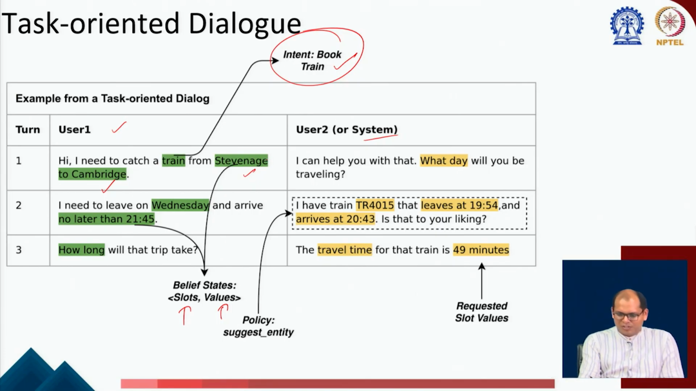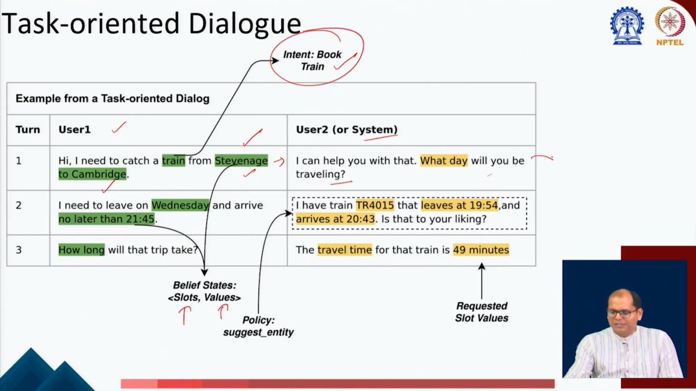So once the user mentions an utterance, you extract whatever information is available. So you know, okay, I already have the source and the destination, but you do not know which day. So whichever slot you do not know, you will ask a question to the user: what day will you be traveling? That's how you will try to get the answer.